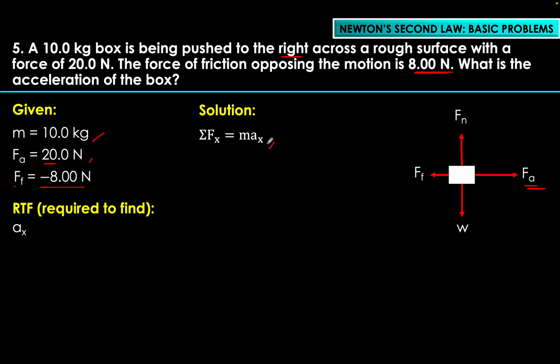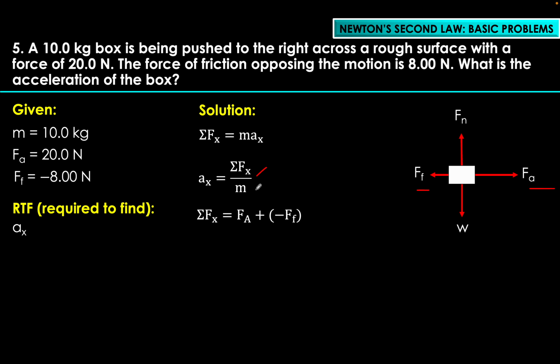To solve for the acceleration of the box, we're going to divide both sides of the equation by mass, because that will allow you to cancel mass on the right side, therefore isolating acceleration. So this is our equation. Now take note that we actually have two forces acting along the x-axis, so we have to express sigma F sub x as the sum of those two horizontal forces. So there we have it.